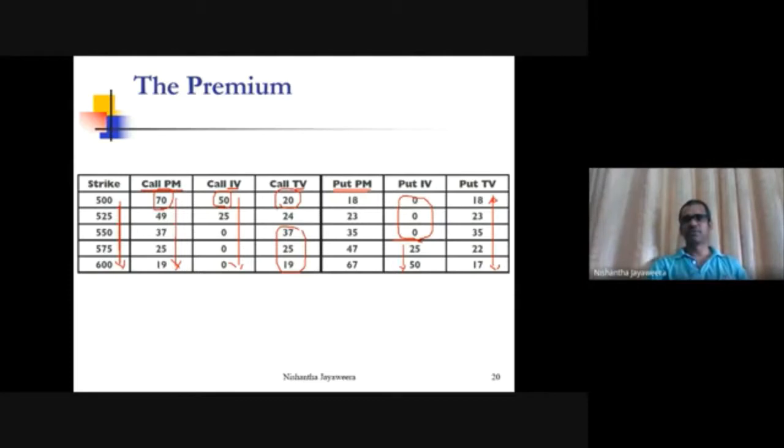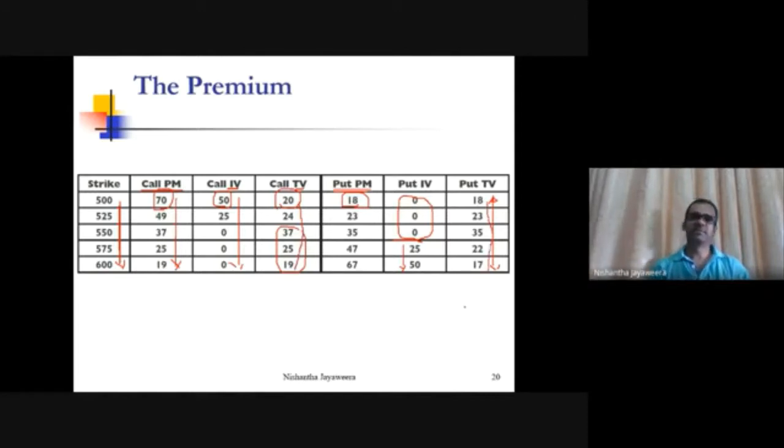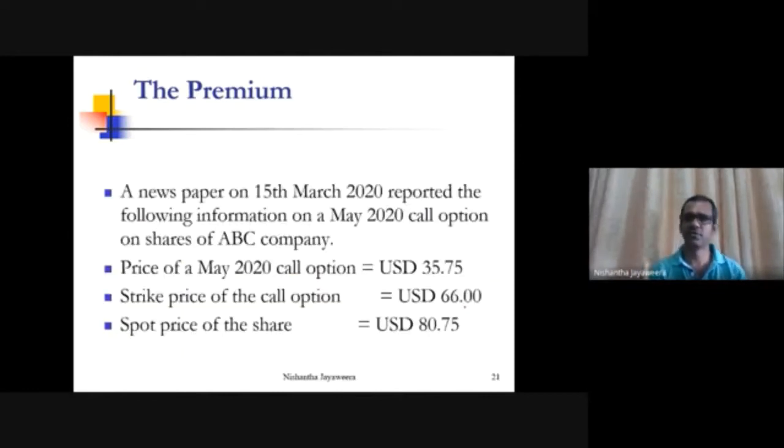So intrinsic value plus the time value gives you the premium for the option. So you can see time value increases and then decreases. Even here, time value increases, then decreases. There are reasons for that as well. So we'll do few examples to understand how to distinguish between time value and intrinsic value.